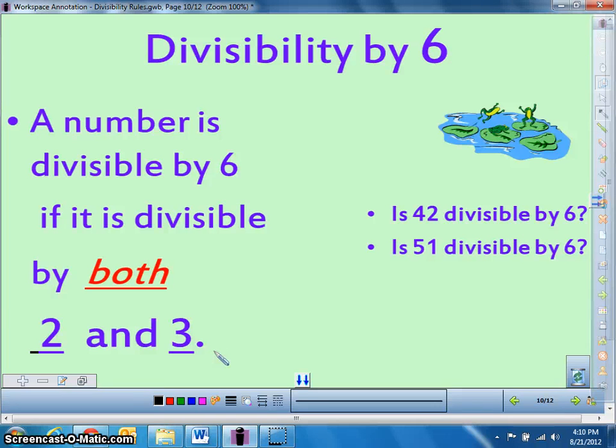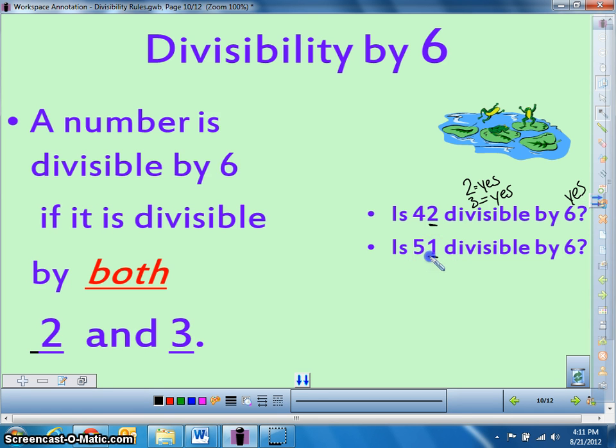Is 42 going to be divisible by 6? Well, let's check it out. If it's divisible by 2, we look at the last number, and it's even, so we know that it is in fact divisible by 2. Is it divisible by 3? Remember, we need to add up the digits. So 4 plus 2 is 6. 6 is divisible by 3. So this one happens to be divisible by both 2 and 3, which means that, yes, it is divisible by 6.